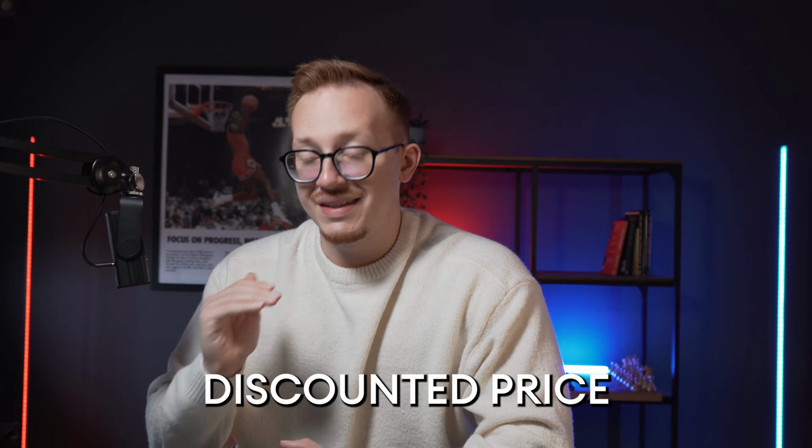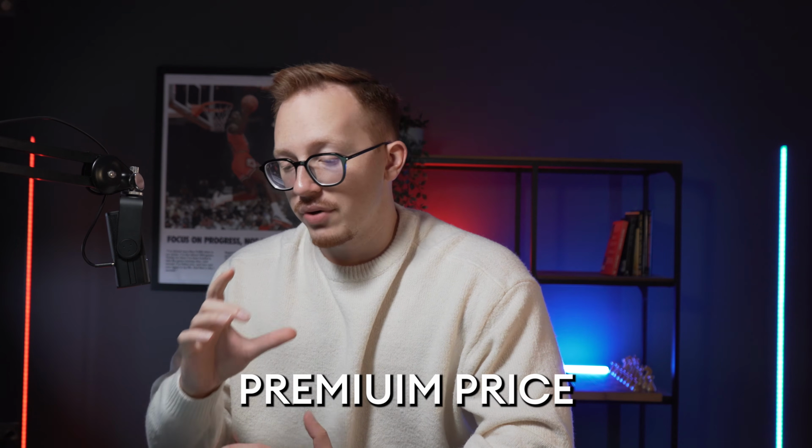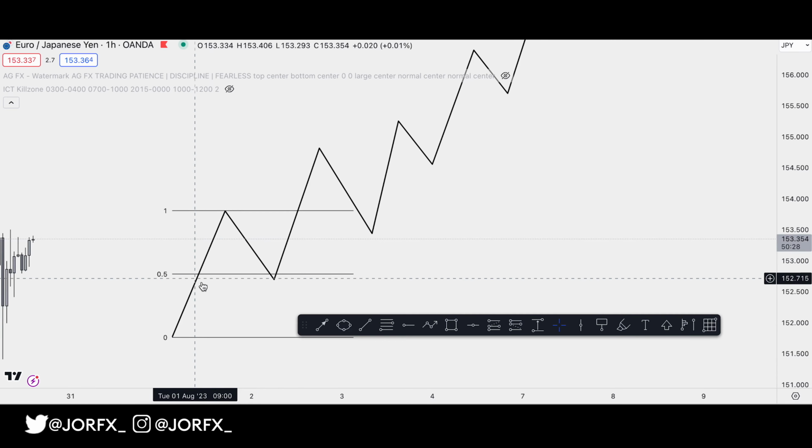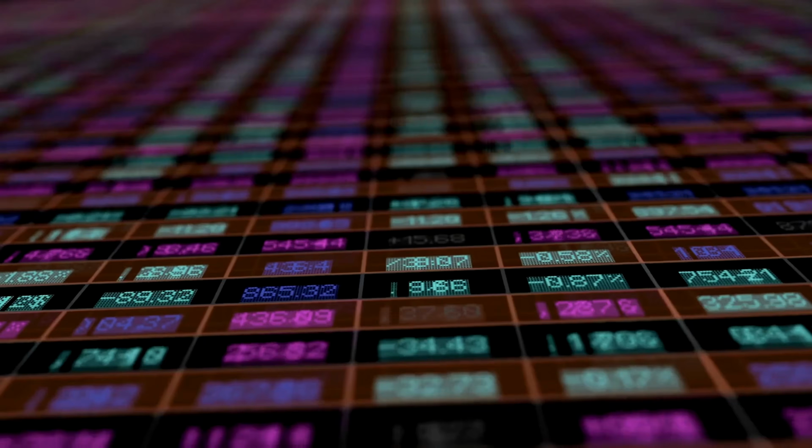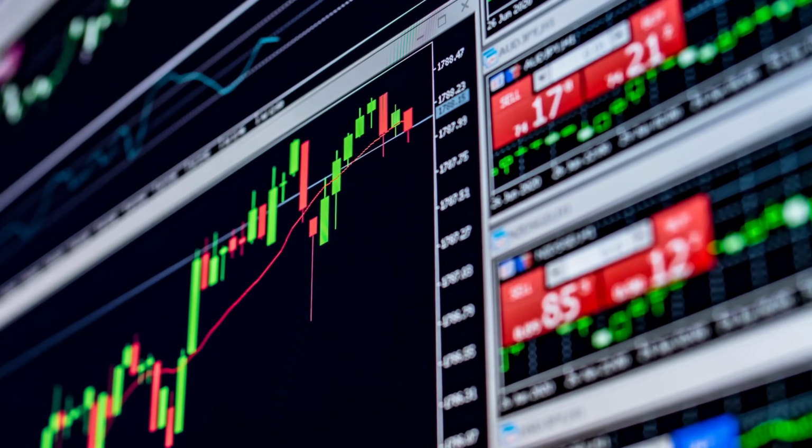So equilibrium will tell you two things. It will tell you the discounted price and it will tell you the premium price. So what does this mean? Basically, investors, traders, bankers, whatever you want to call them, we are always looking to buy stocks, crypto, forex pairs, doesn't matter, just an asset, and we are always looking to buy an asset in a discounted area.